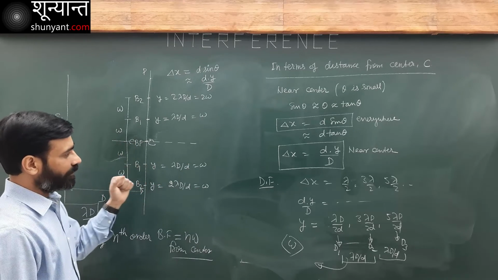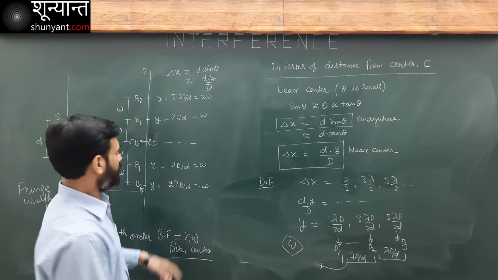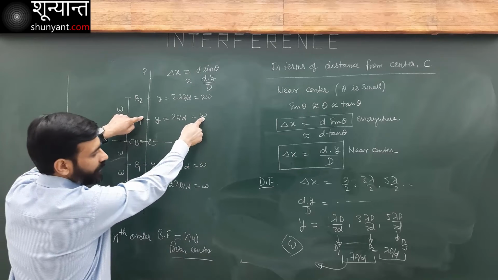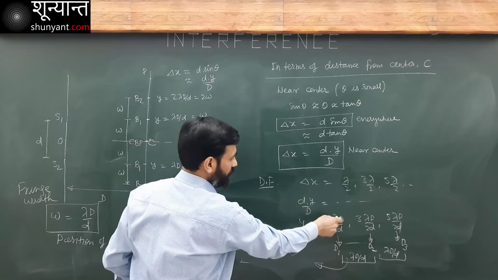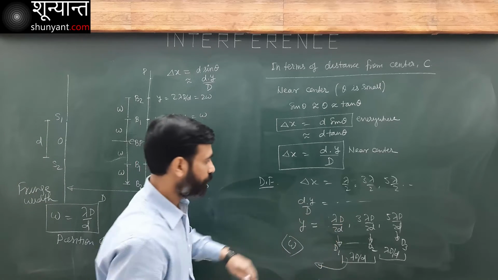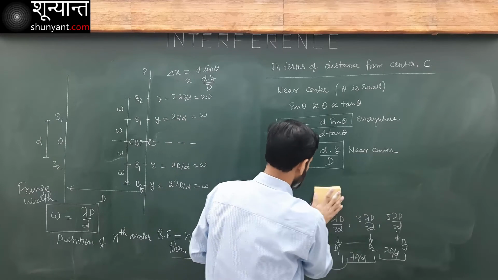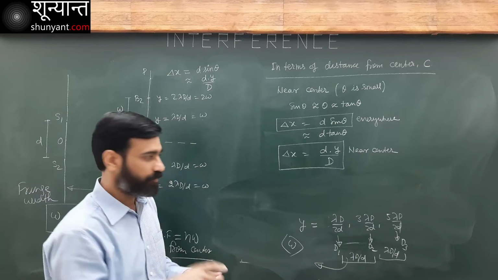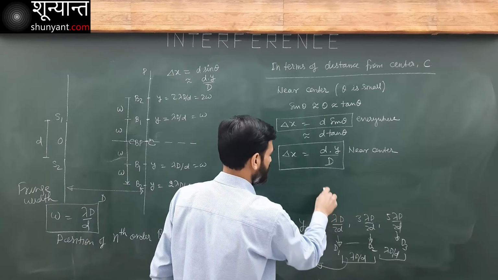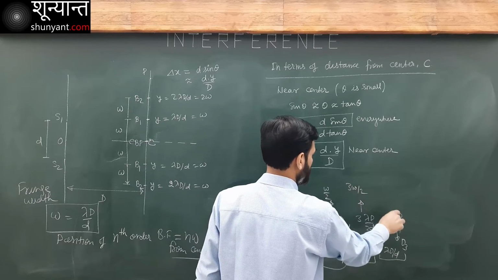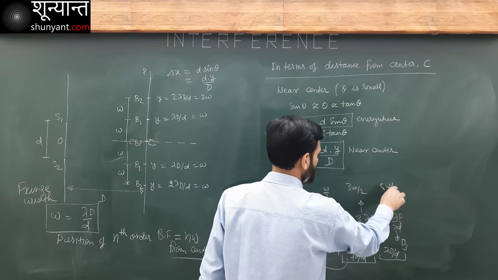And then where will they be located? The first bright fringe is at a distance of omega. In terms of omega, how can I write it? I'm going to clean all this. Okay, you should note it down. In terms of omega, that is fringe width, this becomes omega over 2. This becomes 3 times omega over 2. This becomes 5 times omega over 2.